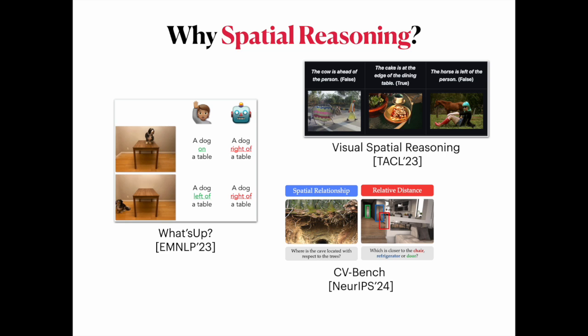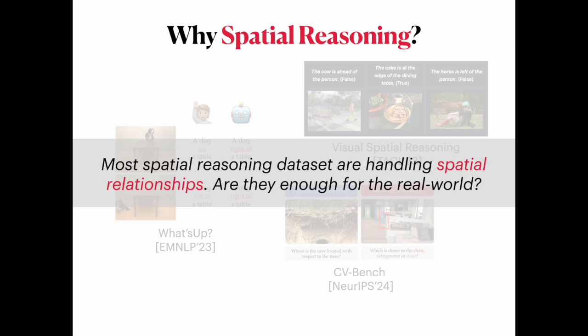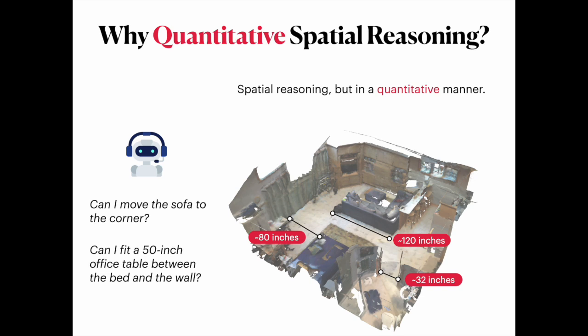Spatial reasoning isn't a new concept. Early datasets like MS COCO already incorporate it. Recently, more and more datasets have been specifically designed to evaluate spatial reasoning skills. However, most spatial reasoning datasets are handling spatial relationships. The question here is, are they enough for the real world? For an agent to understand the real world, it is important to perform spatial reasoning in a quantitative manner. For example, the agent should know if the space in the corner is enough to fit a 3-seater sofa, or if we can fit a 50-inch office table between the bed and the wall.